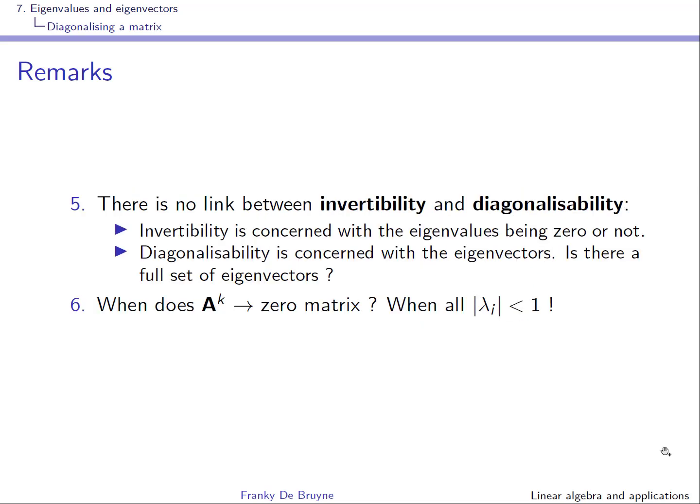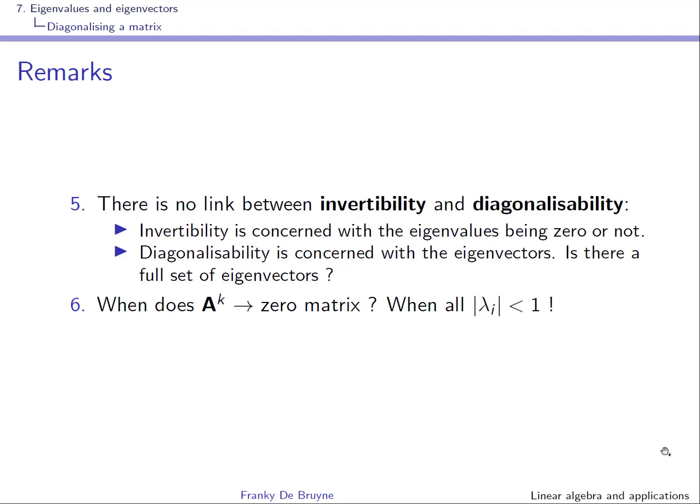Well, there is no link between invertibility, does the matrix have an inverse, and diagonalisability, can it be brought into a diagonal form. Invertibility is concerned with the eigenvalues being 0 or not. You know that if there is an eigenvalue that is 0, the matrix does not have an inverse. Diagonalisability is concerned with the eigenvectors. Is there an eigenvector for each eigenvalue?